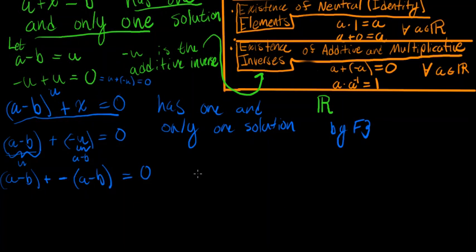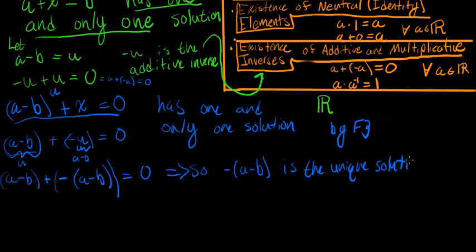So this implies negative a minus b is the unique solution to this equation. I'll just call it star. Let me do that star in a different color here. Let's do it in this orange color. Star.